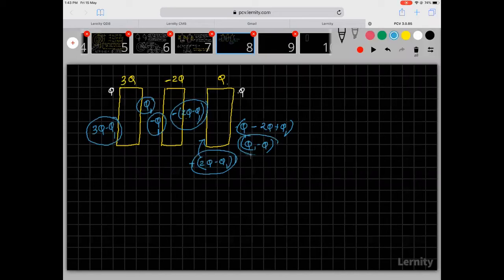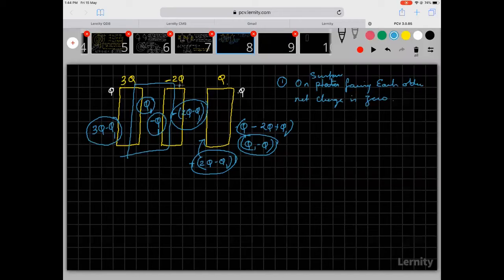The logic that I am using is that on surfaces facing each other, net charge is 0. Already explained to you. So I'm using that only. If I draw a Gaussian surface here, total charge inside is 0. If I draw a Gaussian surface here, total charge inside is 0. So that is the logic that I have used. Now I'm going to find out what this q1 is.